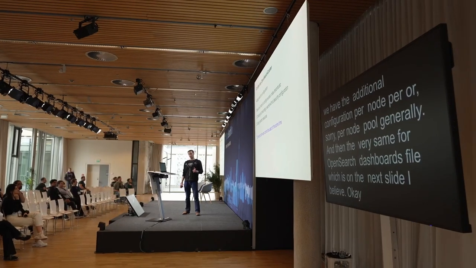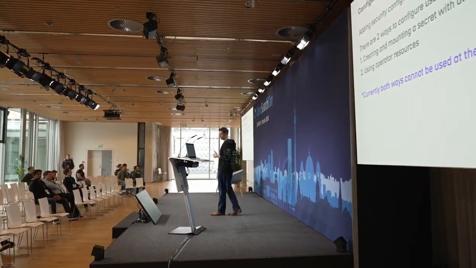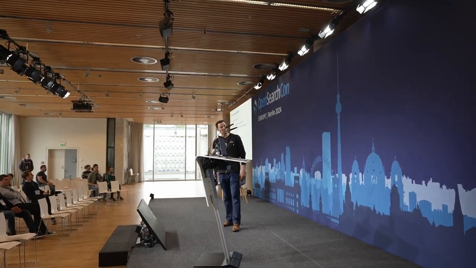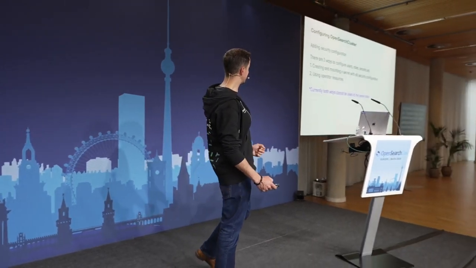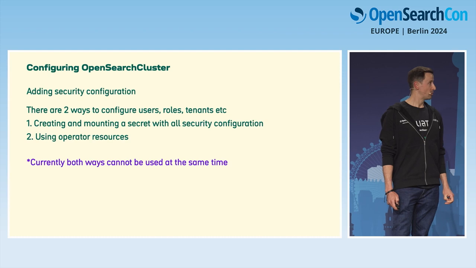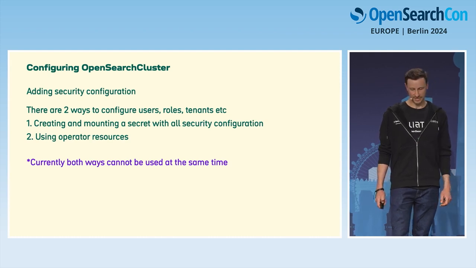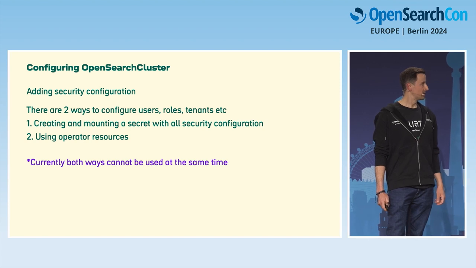Security configuration. So two ways to do it. Operator brings you an additional way to do it, which perhaps surpasses my favorite way. But you can either create and mount a secret with all the security configuration. Very useful way to do it. Again, my favorite way to do it. But the new way is you can use the operator resources. And it's part of the new CRDs that were added as operator. And we will look at them now.